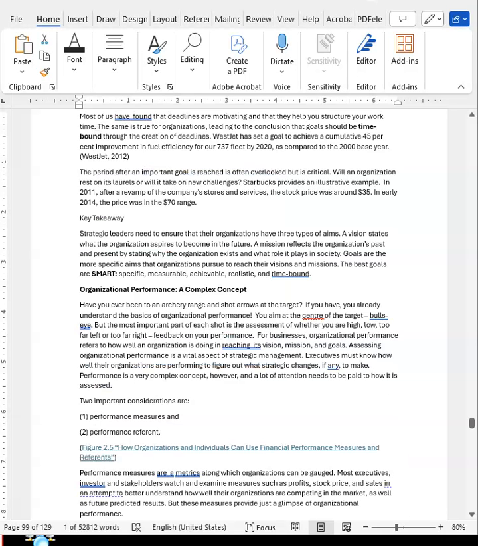Most of us have found that deadlines are motivating and that they help you structure your work time. The same is true for organizations, leading to the conclusion that goals should be time-bound through the creation of deadlines.